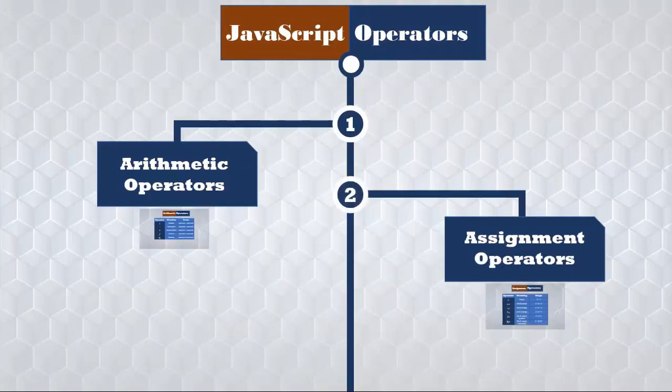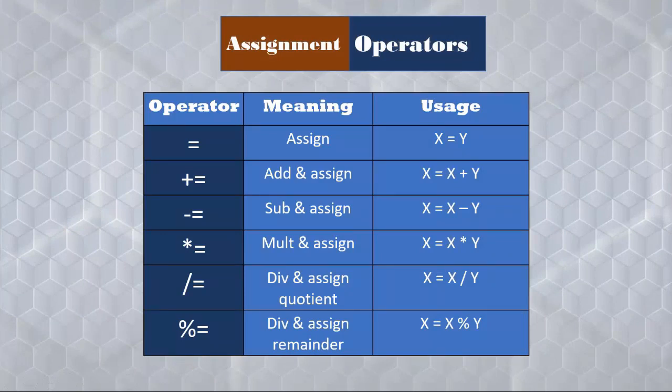The second category of operators are called assignment operators. An assignment operator is used to assign values to the variables. So let us see the number of assignment operators that are available in JavaScript. In JavaScript, we are having six types of assignment operators. The most usual and commonly used is the first one, which is called an assign operator. The purpose of this operator is to assign the value of right hand side variable to the left hand side variable. So for example, if I want to assign 20 to x, then I will write it like this. So in this expression, the assignment operator will put the value of 20 inside this x variable.